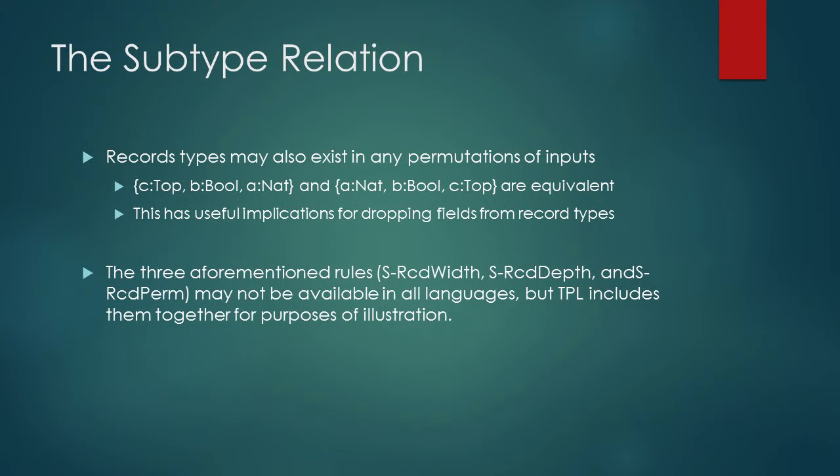Slide 9 just talks a little bit more about the nature of subtyping relations. So you can permute record types. For example, if you've got a specific permutation of C top, and I'll talk shortly about what top means, so you've got C top, B bool, A natural number, you can simply permute that to A natural number, B bool, C top, and they are equivalent.